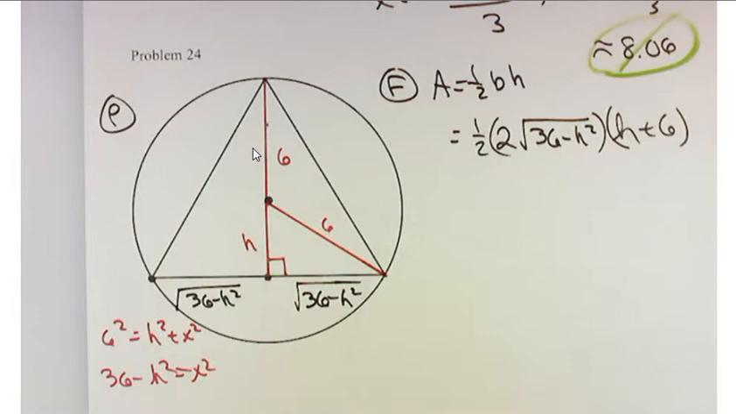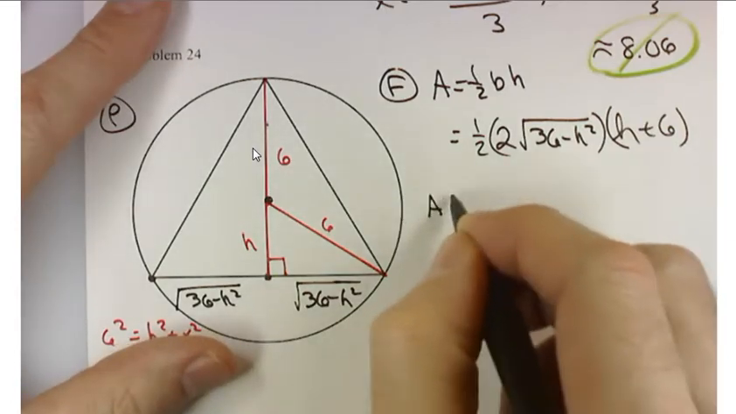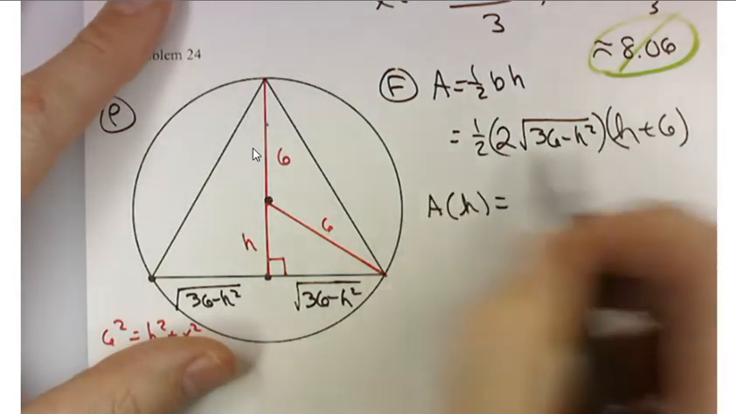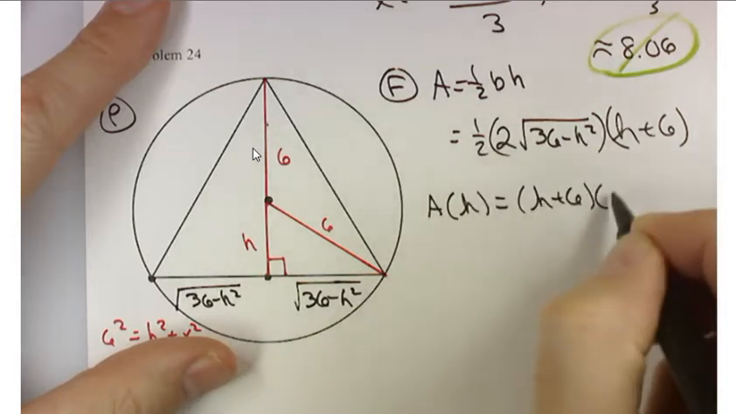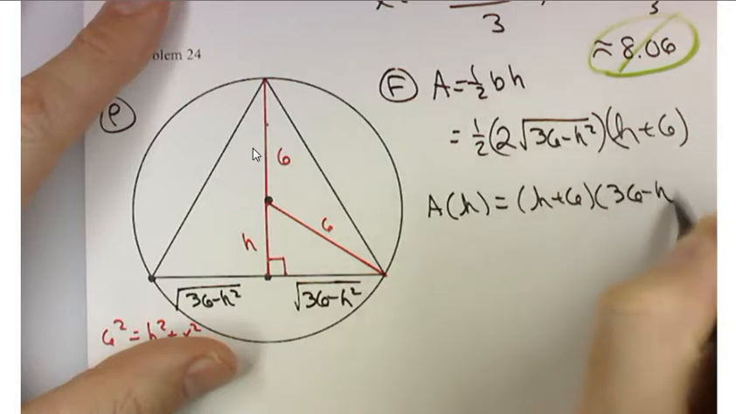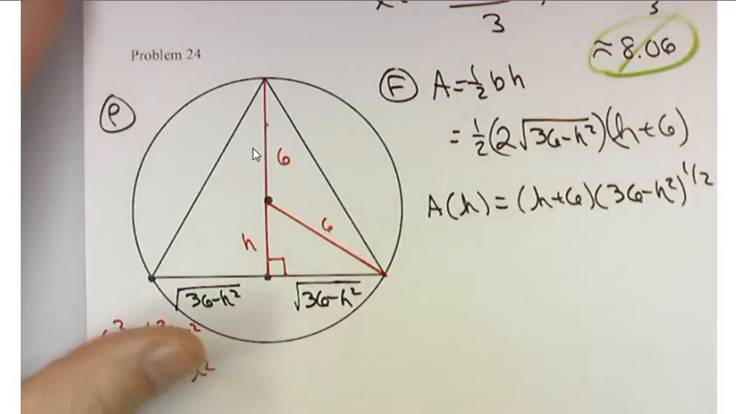What's nice is that this is now a function of one variable. Let's call it A of h. The 2 and the 1/2 cancel. I'll write it as h plus 6 times 36 minus h squared to the 1/2.